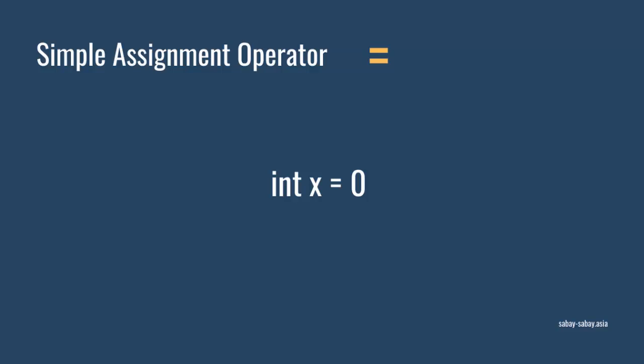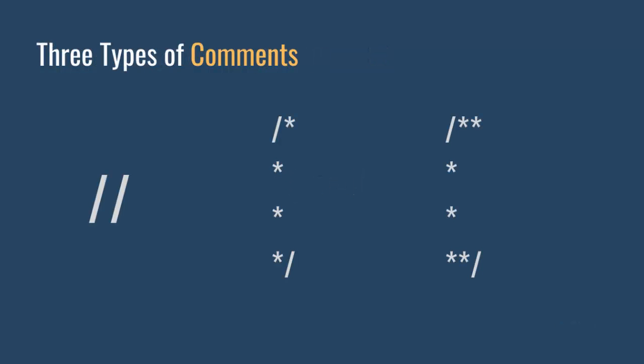For example, you can see the line. The simple assignment operator is used to assign 0 to variable x. The double forward slash is used to leave a single line comment in the program. The multi-line comment is used to leave several lines of comments. The Java compiler ignores everything between slash asterisk and asterisk slash. You can see the multi-line comment in the center of this slide.